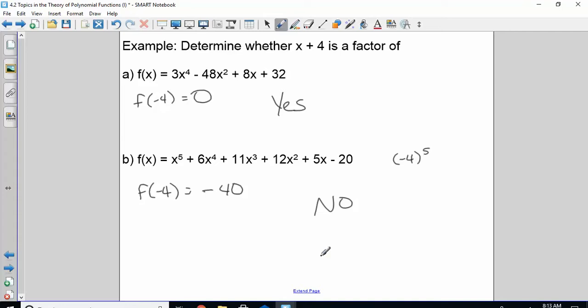Alright, can we handle problems like this? If I ask you if something is a 0 or a factor, you're just plugging it in and looking at your remainder, or you can do the full synthetic division and just look at the remainder, whatever's easier for you.